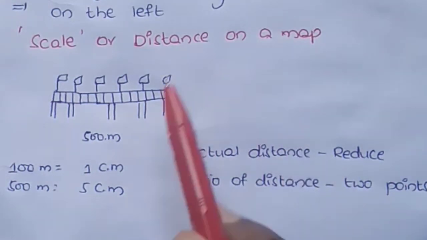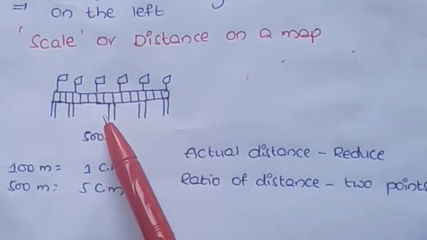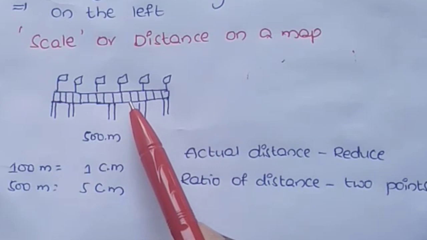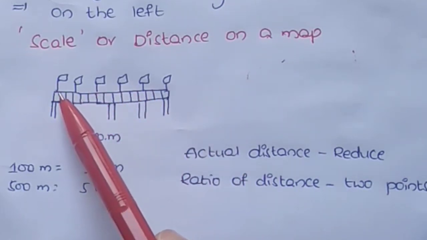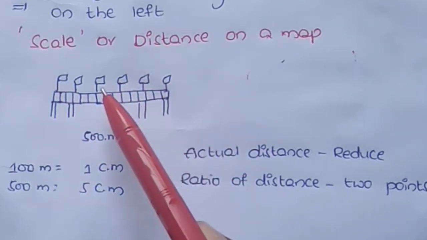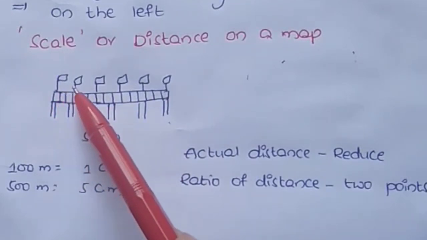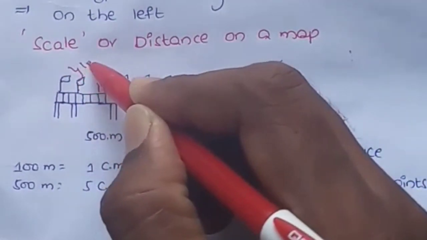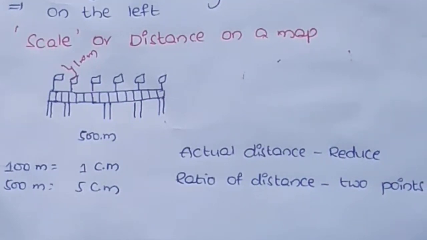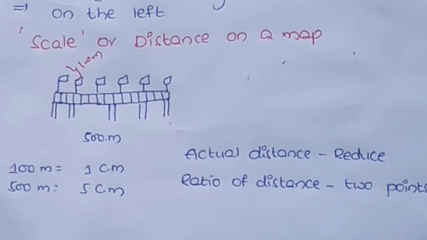Now we are going to discuss the scale or distance on a map. You can see, I have drawn one small picture here. The picture is related to a bridge. On this bridge we have 6 street lights, for example 1, 2, 3, 4, 5, 6. So 6 street lights are mentioned here. Each street light is at a distance of 100 meters, and the total 6 street lights cover a distance of 500 meters.